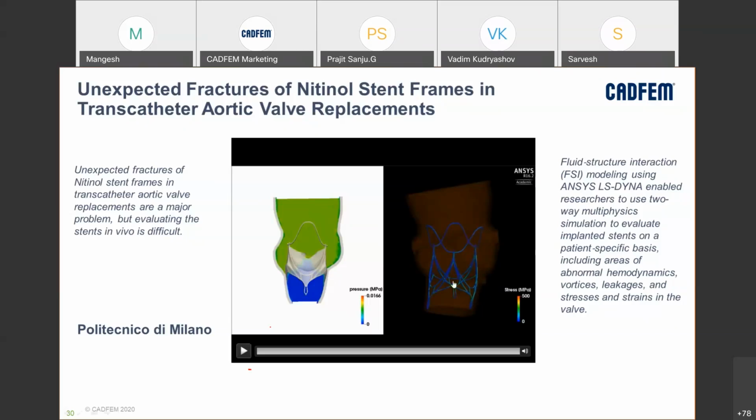And also you can see with this simulation, and develop it accordingly, right? So identifying these vortices, leakages, the overall stress and strains will really help any medical device manufacturer or designer to appropriately design it.